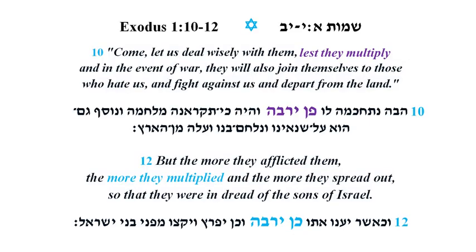And verse 12 then says, but the more they afflicted them, the more they multiplied and the more they spread out, so that they were in dread of the sons of Israel. So, very clever. The more Pharaoh abused and enslaved the people so they wouldn't multiply, the more they multiplied.